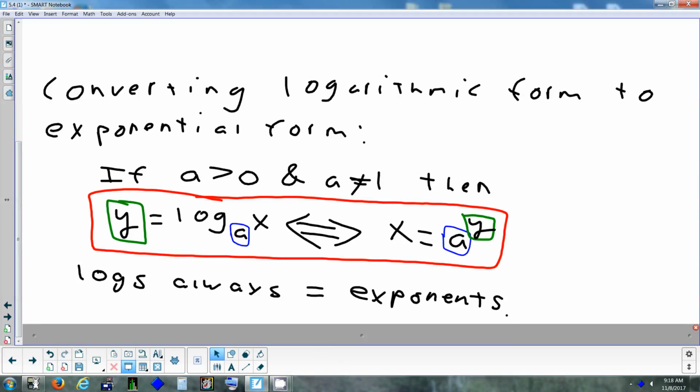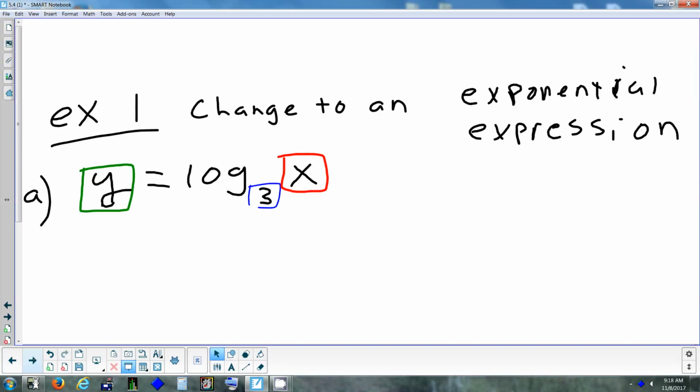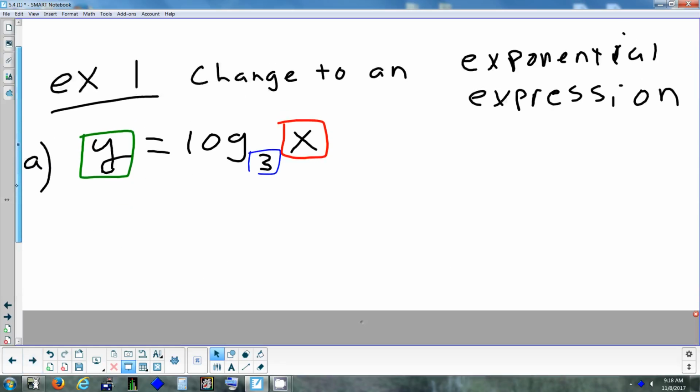Okay, so we'll practice a couple changing from log to exponential and then exponential to log. So first thing, when you change it to exponential, the word log is gone. So we need an equal sign. Let's start with our base. Sam, what's my base here? 3. Yep. So 3 is going to be the base. So now we need an exponent on the 3. What's going to be the exponent here? Yep. X.